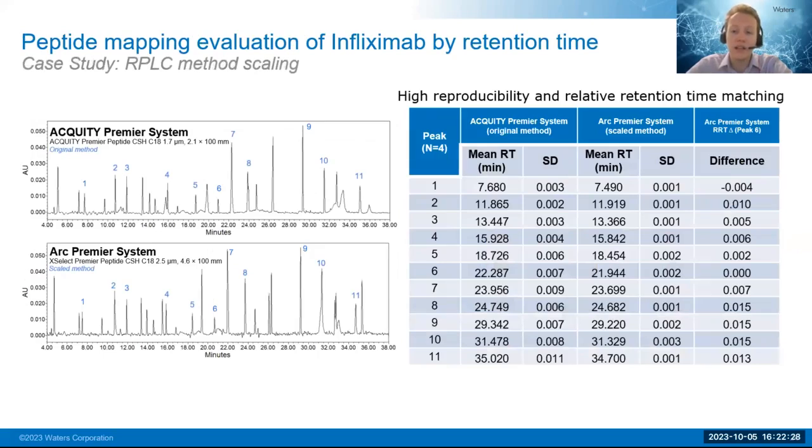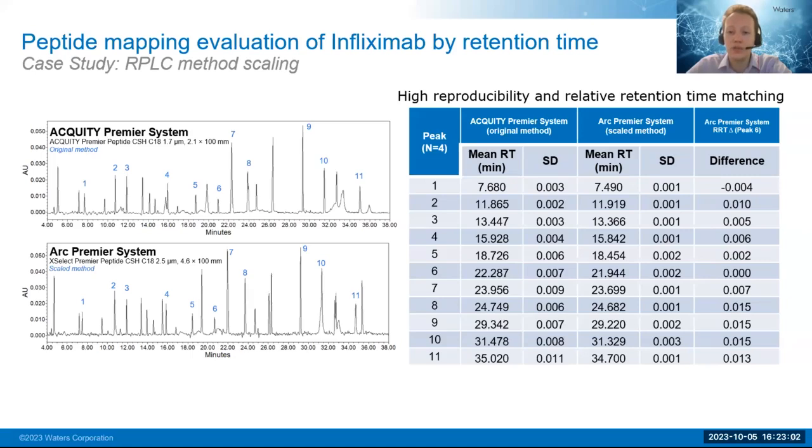Now, our last case study for method scaling is a peptide mapping evaluation of infliximab using a reverse phase gradient. So infliximab was reduced, alkylated, tryptic digested, acidified, and then injected onto both systems. For complex peptide maps, they require a long, shallow gradient to adequately resolve the digested product. And this represents a challenging condition for a pump to reliably reproduce.